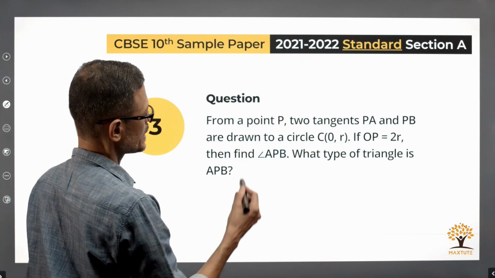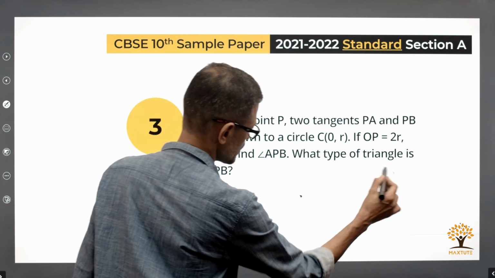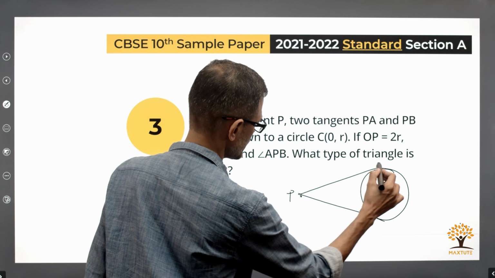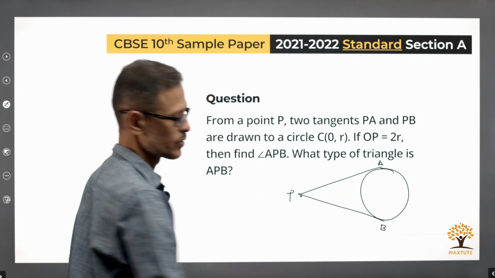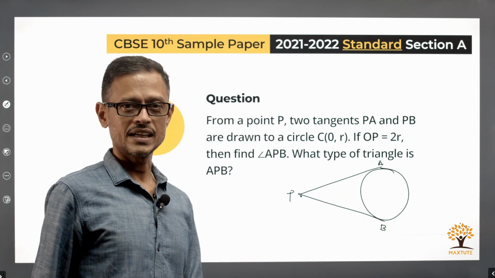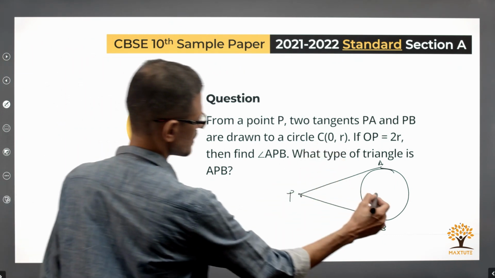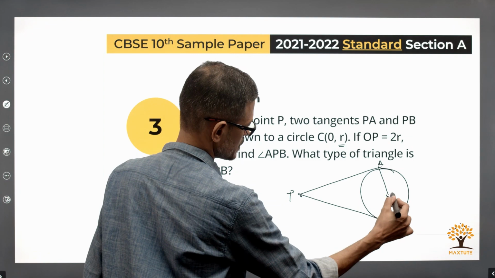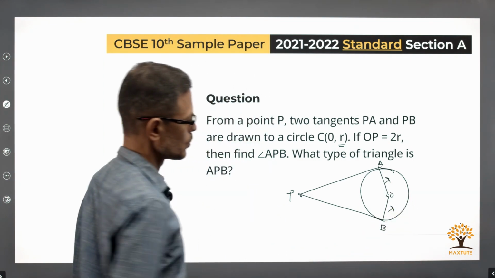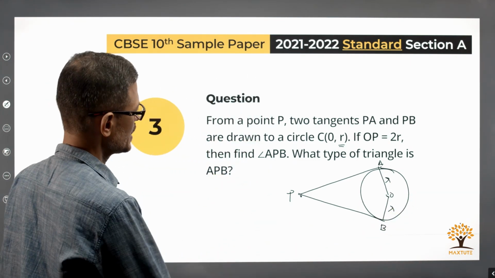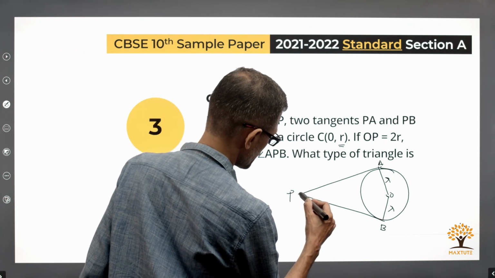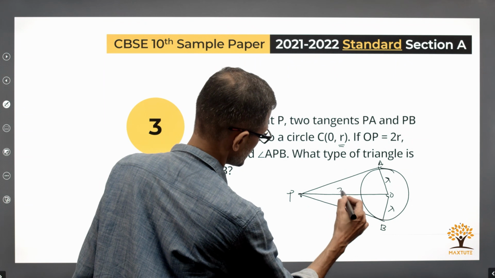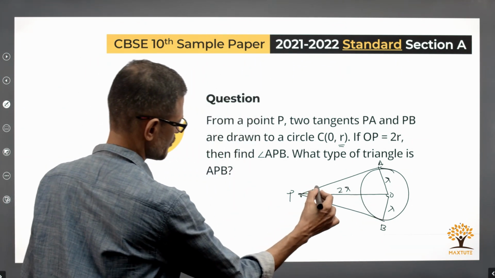From a point P, two tangents are drawn. This is point P to a circle. We are able to draw two tangents. We said these two tangents are called PA and PB. So A and B are the points where these two tangents meet the circle. The center of the circle is at O and the radius of the circle is equal to R. So OA equals OB is equal to R. OP is equal to 2R. The length from the point where the tangent is drawn to the center of the circle is equal to 2R. What is the measure of angle APB?